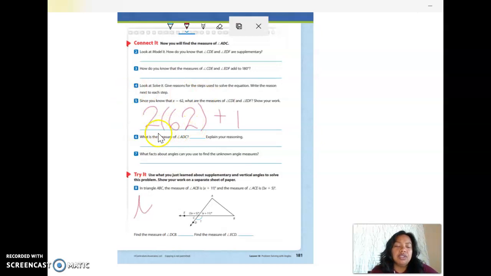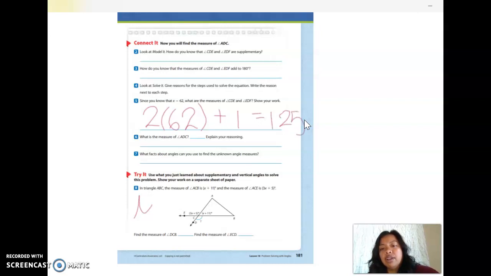Okay, 2 times 62. If you're not able to do this using mental math, go off to the side and do it on your paper. So 62 times 2, we're going to multiply. 2 times 2 is 4. And then 2 times 6 here is 12. So that's 124, and then plus 1. 124 plus 1 equals 125. Okay, so 125. So we have the measure of the first angle, angle CDE, equals 125 degrees.